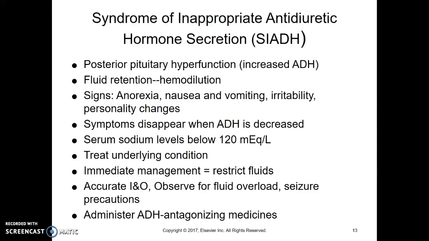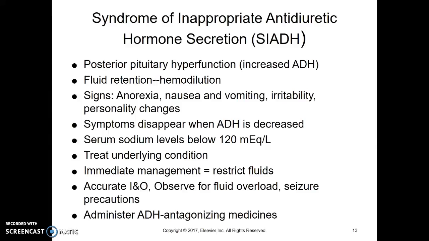We don't want to keep adding IV fluids that have a lot of extra water into the person, or if they're alert enough to be drinking, we don't want to do that. So we're going to restrict fluids first, really monitor their I&O. We've got to be watching for fluid overload, right? Can the heart handle all this extra fluid?